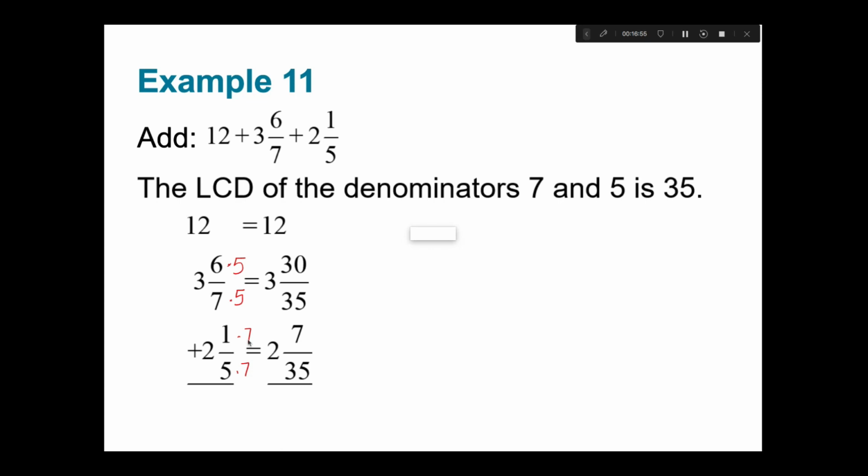Now I come back to my whole numbers and I add those all together. I have 12, 3, and 2. When I add 12, 3, and 2, I end up with 17. This is where it gets super fun, okay? So I have an improper fraction as my fraction. I have to turn that into a mixed number and then combine that with my whole number. So 37 35ths is the same as what? If we're just looking at this fraction right here and I want to turn it into a mixed number, it becomes what?